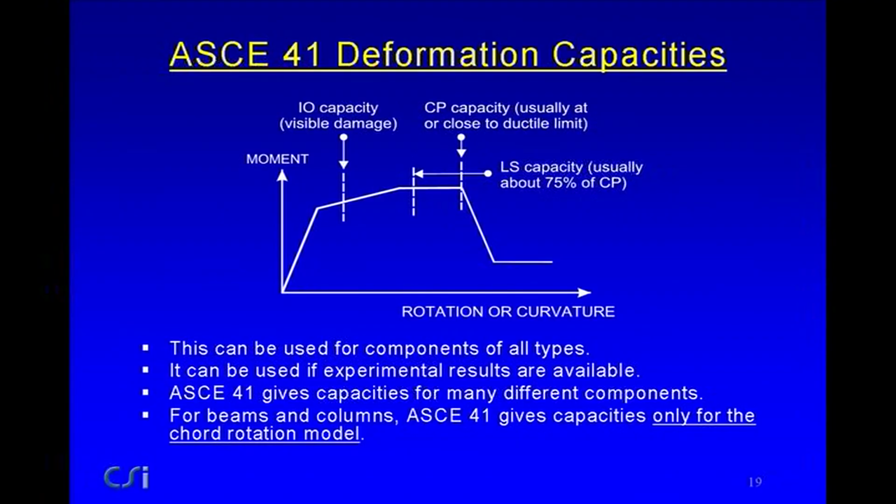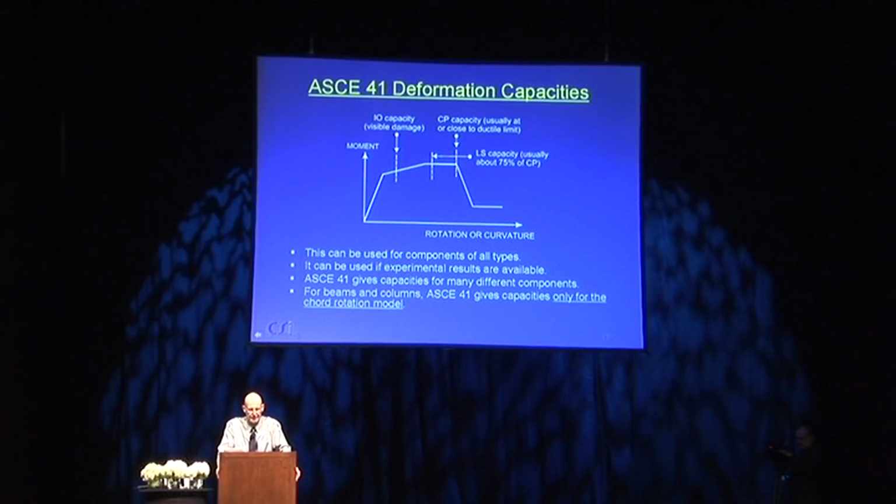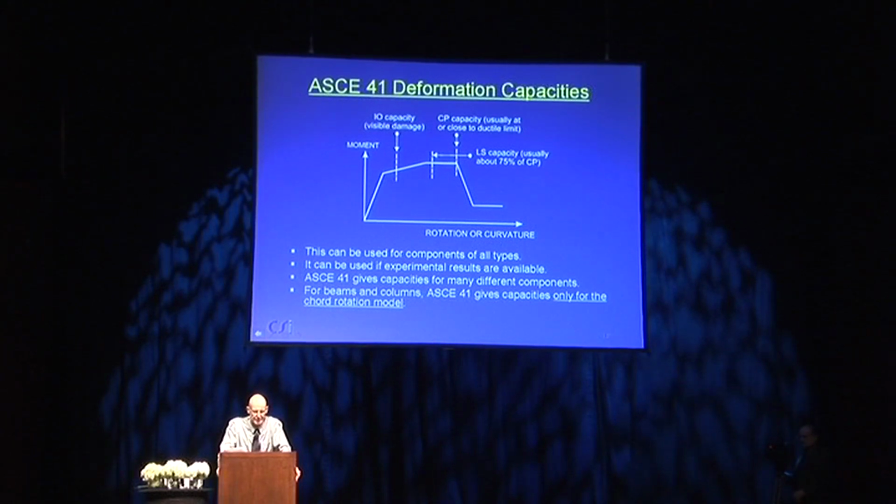Now, those are five different models. I'll say a little more about them in a moment. Let's come back and look at capacities. We've shown this diagram before, the ASCE deformation capacities. IO capacity is usually the onset of visible damage. CP is typically at the ductile limit, and LS is typically maybe 75% of that. And you can use this for components of all types.